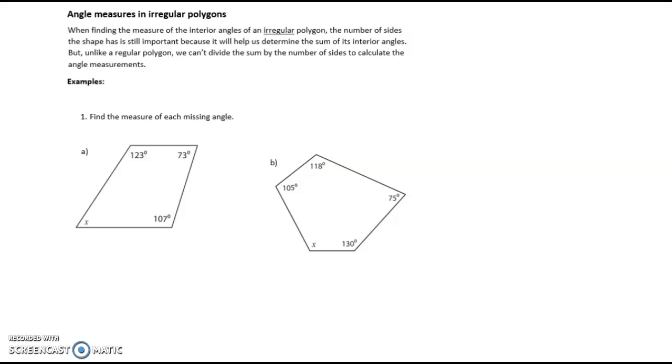So this first example, we have 4 sides, okay? Which means we're gonna have 360 degrees total. But we have 123 degrees, 73 degrees, and 107 degrees. So let's figure this out. Let's write down right now. We have 4 sides, okay, which means we have 2 triangles, right? So 2 times 180 degrees gives us 360 degrees total. So we're dealing with 360 degrees total.